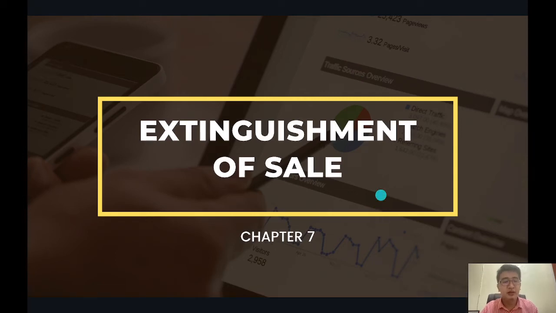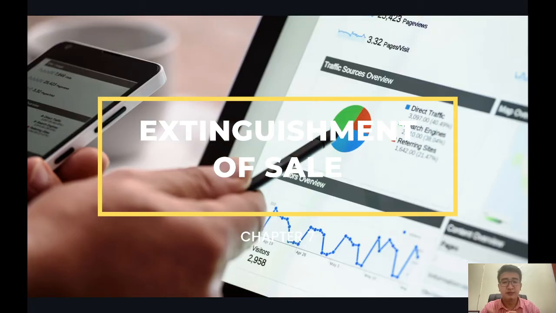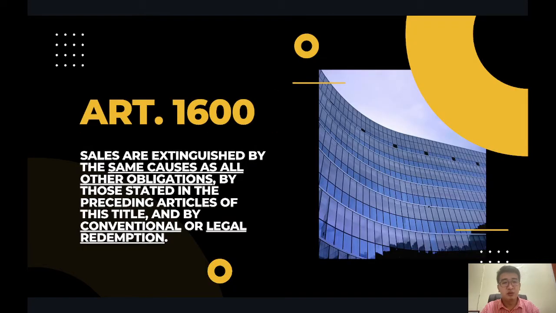Okay, so good morning. Let's proceed to Chapter 7, Extinguishment of Sale. Chapter 7, Extinguishment of Sale starts with Article 1600, saying that sales are extinguished by the same causes as all other obligations, by those stated in the preceding articles of this title, and by conventional or legal redemption.